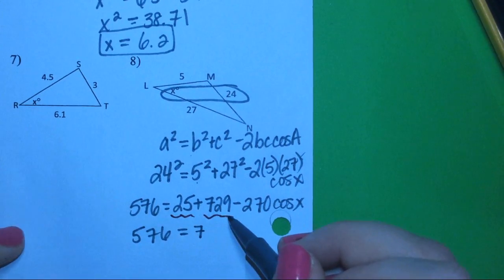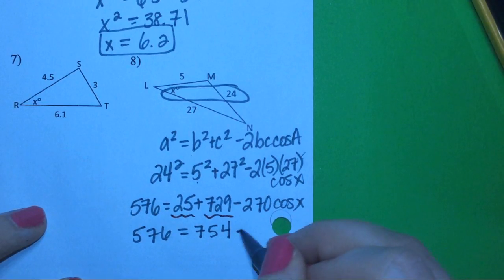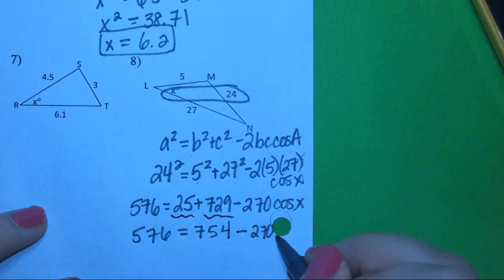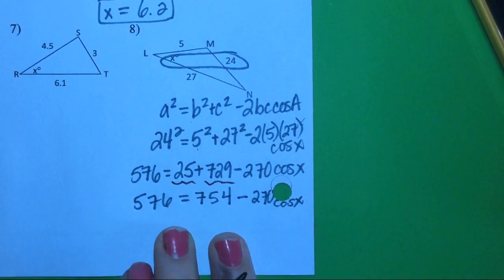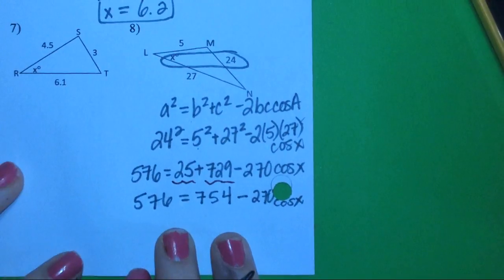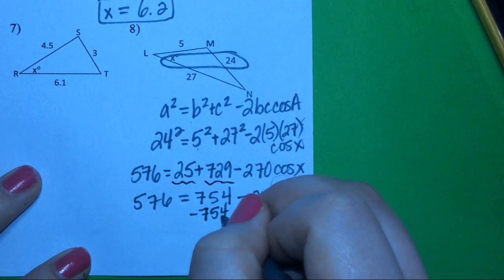Is it 754? That just sounded too small. Minus 270 cosine of x. Darn hole punch is getting in the way. X is still not by himself, so I've got to move that 754 over. I'm going to subtract 754 from both sides.